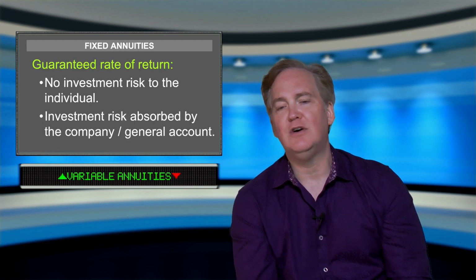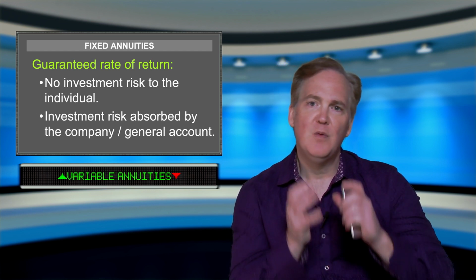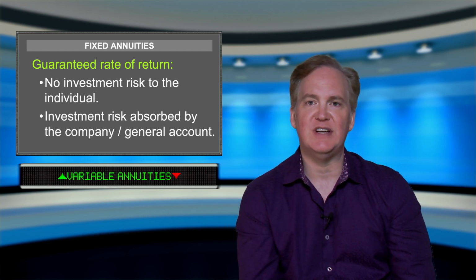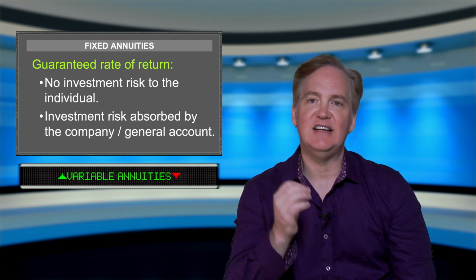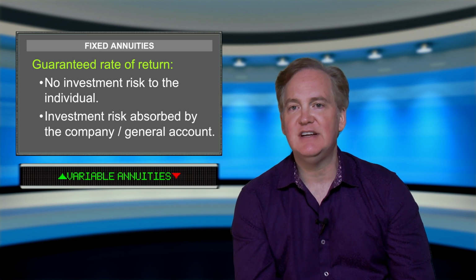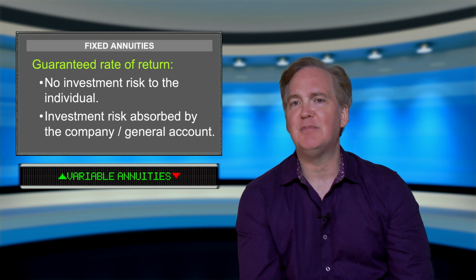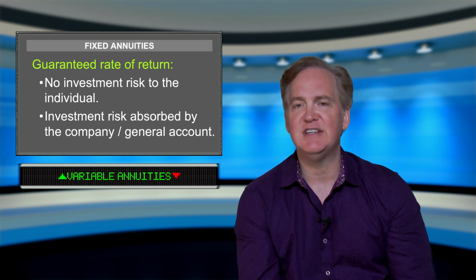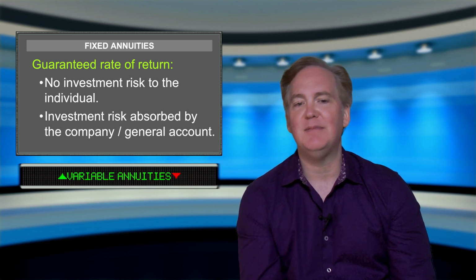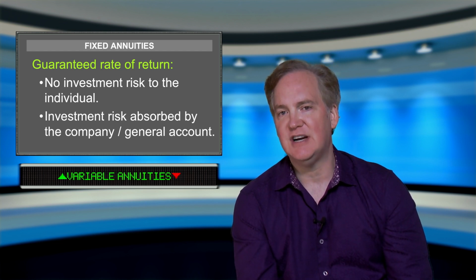Now, let's take a look at the fixed annuity contract a little bit more closely. With a fixed annuity contract, the individual has no investment risk. The entire risk is taken on by the insurance company. If the insurance company guarantees you a stated rate of perhaps 3% per year, if the insurance company cannot provide that rate based on their investments, they must go into their own pocket to provide it to the investors as promised. All of the investment risk is absorbed by the insurance company.